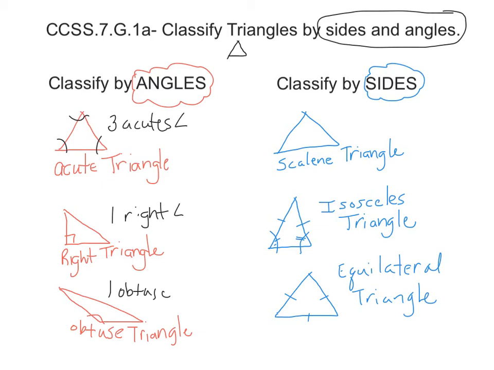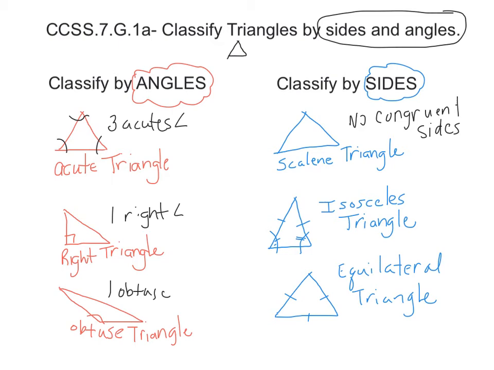So we can have scalene, where no sides are congruent. No congruent sides. So no sides are the same.